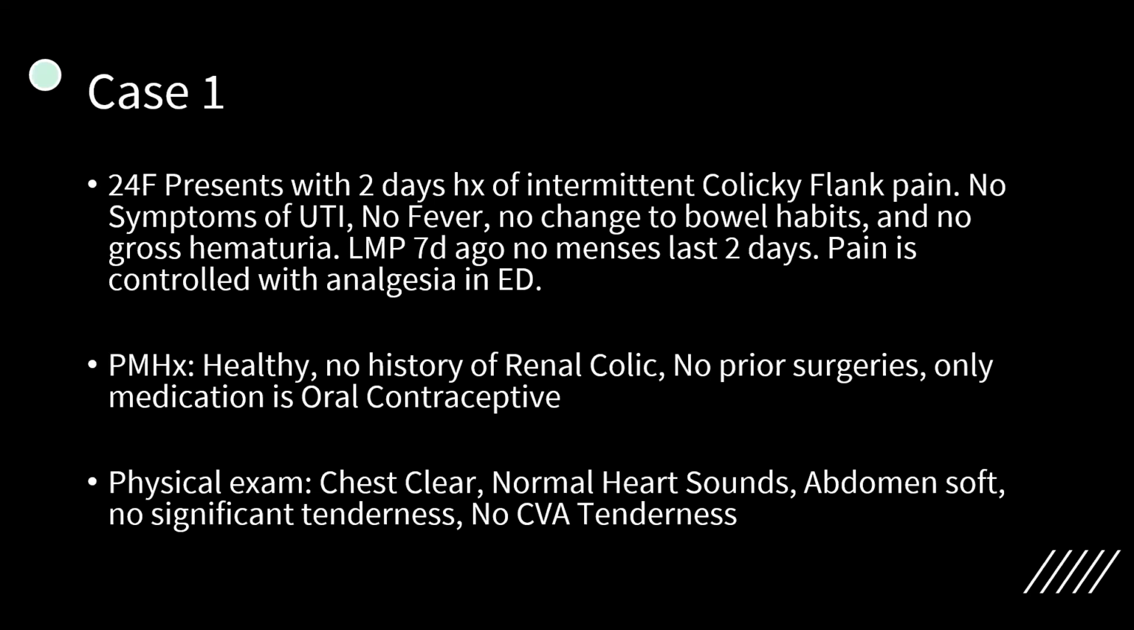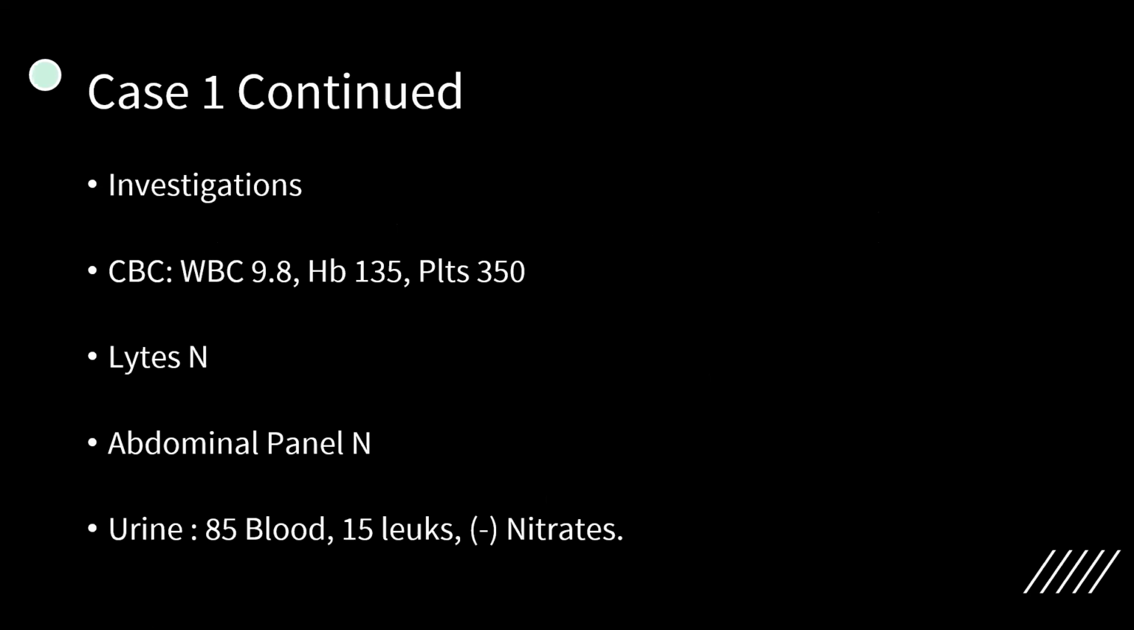She's a healthy young lady, no history of renal colic, no surgical history, and her only med's a birth control pill. So you do an appropriate physical exam, and really there's no significant abdominal tenderness, no CVA tenderness, and it's otherwise unremarkable. You order some baseline investigations. The CBC, lytes, abdominal panel are all within normal limits. In the urine, you do note some blood, a few leukocytes, and no nitrates.